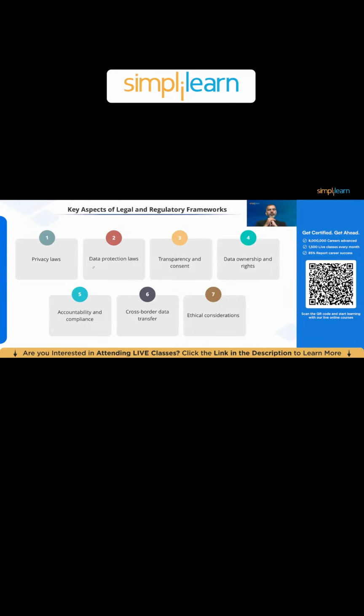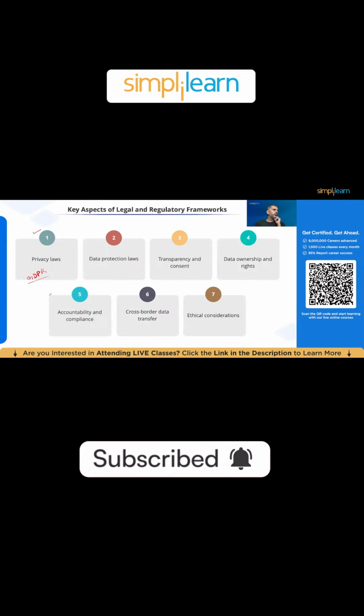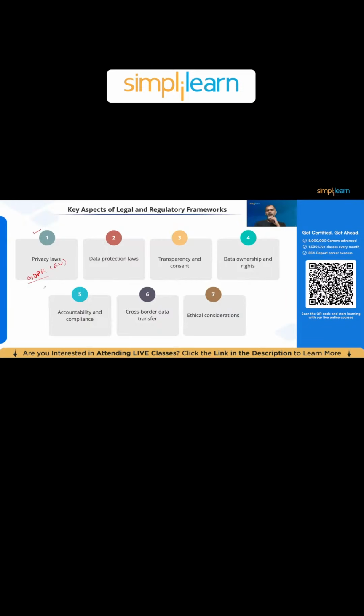The basic aspects of legal and regulatory frameworks talk about privacy laws. These laws are mostly related to the protection of individuals' data. The common law is what we call GDPR, the General Data Protection Regulation, that is in Europe. And there is another law called CCPA, the California Consumer Privacy Act. These are the two laws which are mainly defined to govern the privacy of an individual's information.